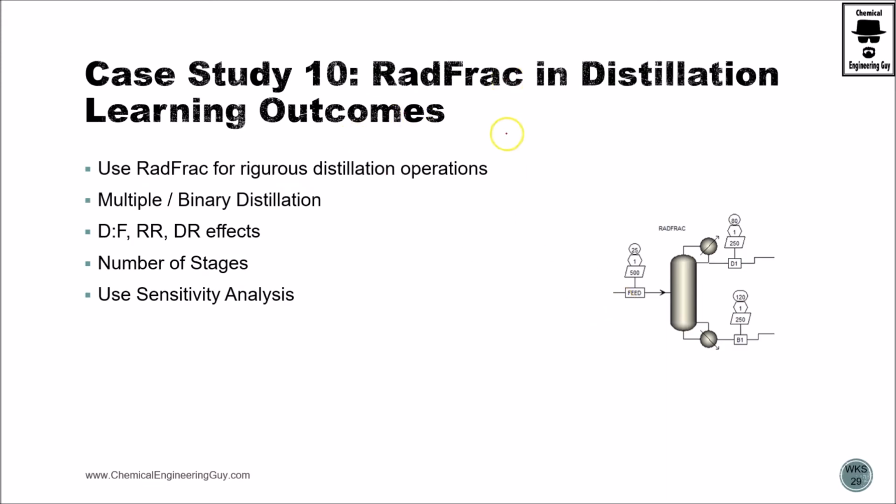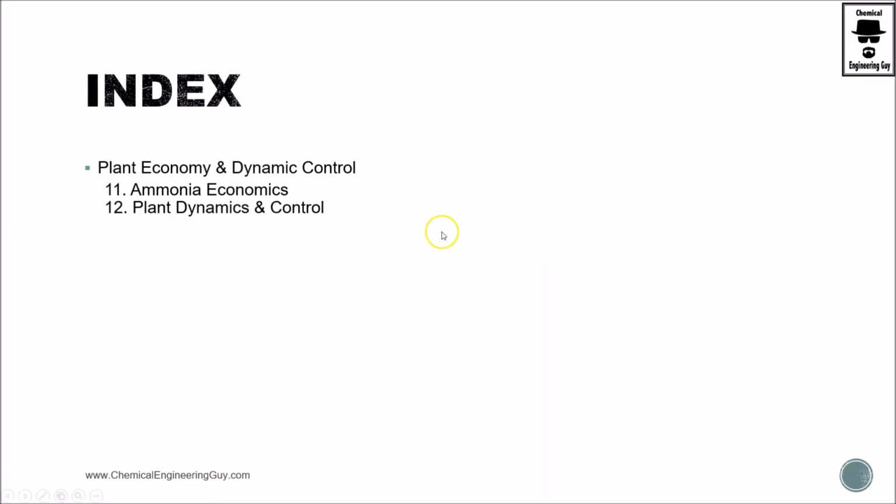Then we continue with the same RadFrac unit, but we work with distillation. Remember, distillation is essentially separation of a distillate and a bottom. We have plenty of stages. We want to use the sensitivity analysis to verify what will be the best or optimal feed stage. Maybe you want to try the heat duty of the reboiler, the most convenient one, or the feed to distillate rate ratio, and so on.